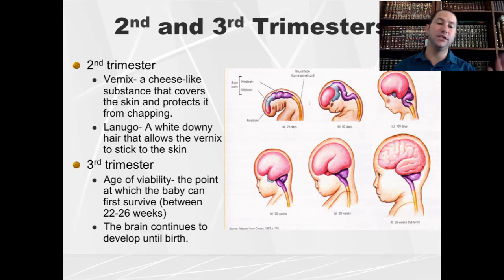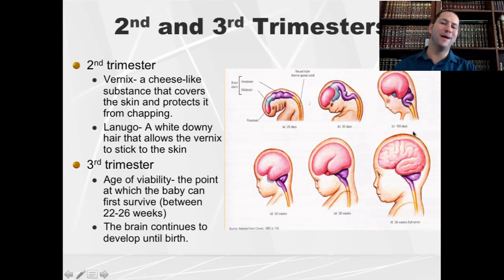As I said, the age of viability. This is when the child, without the mother, if the child were delivered, the child could breathe and live on his or her own, and that's between 22 to 26 weeks. And then obviously from that point forward, the brain continues to develop.